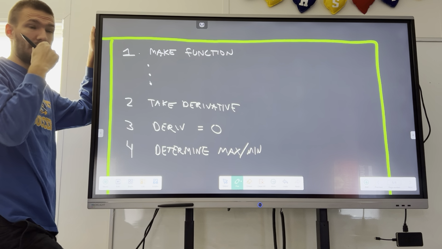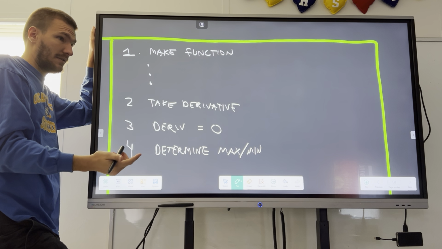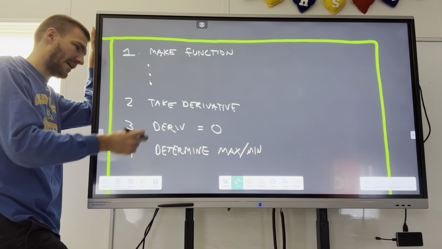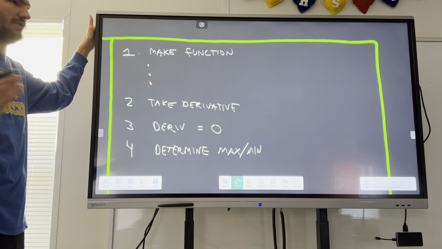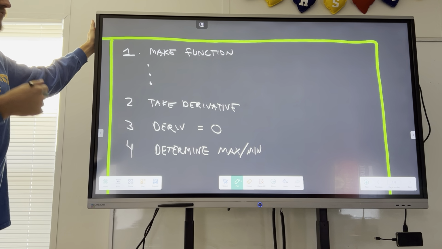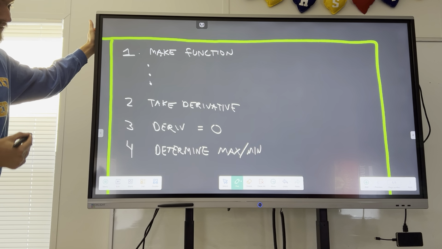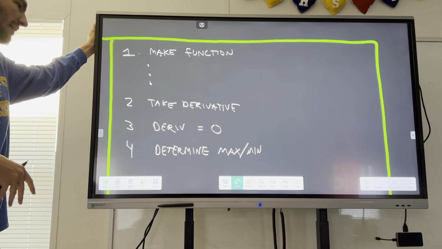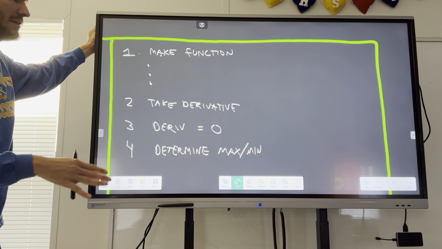Most of the time you're going to be working with quadratics, where you know how to solve a quadratic, whether it's the quadratic formula or factoring. Sometimes it might even be a straight up linear function. Rarely it might be a cubic, but if it is, you can probably use GCF to take an x out or something like that. And then determine if it's a max or minimum.